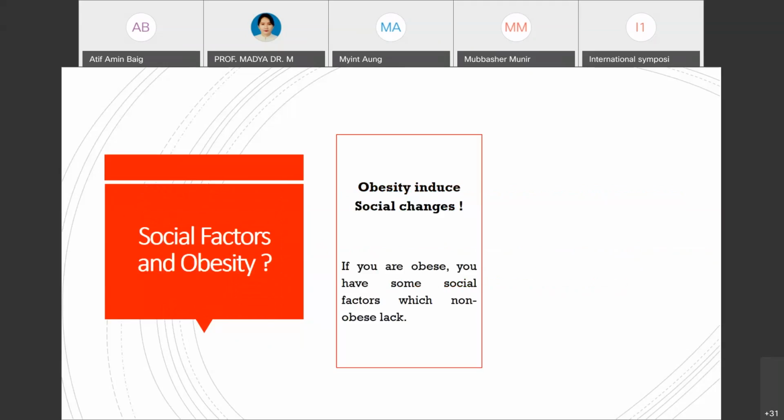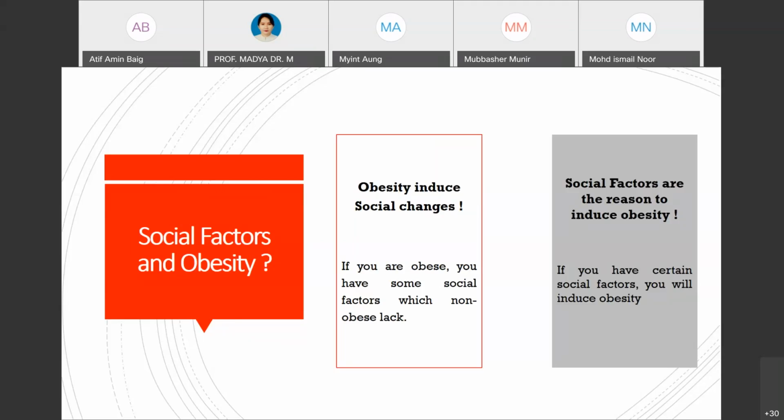So let's look into the social factors in obesity. Normally we consider that obesity induces social factors. This is something very important: we say obesity induces social changes or social factors. So it means if you are obese, you have some social factors which are not in non-obese people. On the other side, why not put it in a different way? We say that these social factors are the reasons for inducing obesity. So they're two totally reverse things.